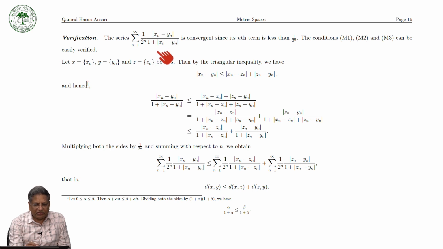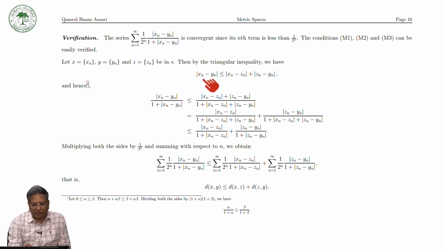And from here you can see that this is greater than or equal to 0, and x is equal to y if and only if dxy is equal to 0. The symmetry property automatically holds, but only the third property, the fourth property, the M4, we need to check. So let us take x is equal to xn, y is equal to yn, and z is equal to zn, any three sequences in the set S.